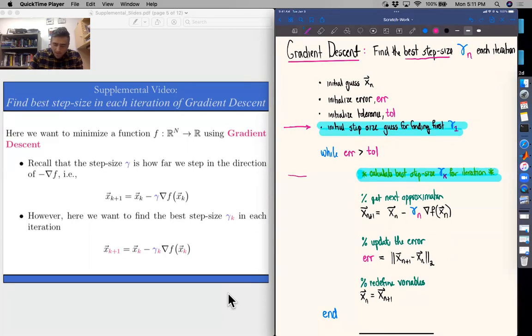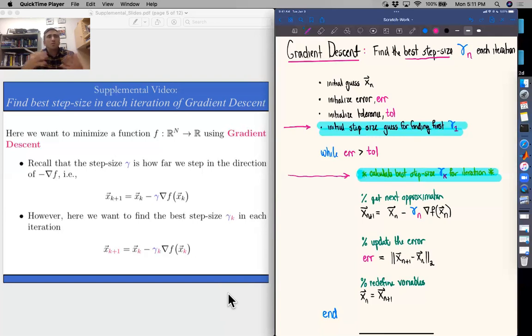But then also in the iterative process itself, we need to keep coming up with the best step size in each iteration. Every time we go through that while loop, we find a better gamma, or the best gamma value, for that particular round. So what does that actually look like?